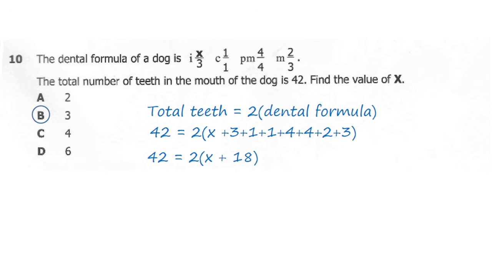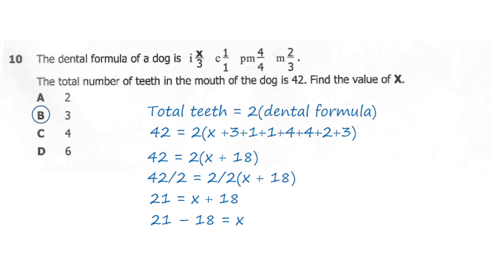Now that we have the 2 being multiplied, we can divide by 2 on both sides. So 42 divided by 2 gives us 21, and that removes the 2 and we only remain with x plus 18. So now that we have 21 equals x plus 18, we can move the 18 to the other side. So it will now become 21 minus 18 equals x. So 21 minus 18 is 3. So 3 is equal to x. So that is how you calculate, in case you didn't know.